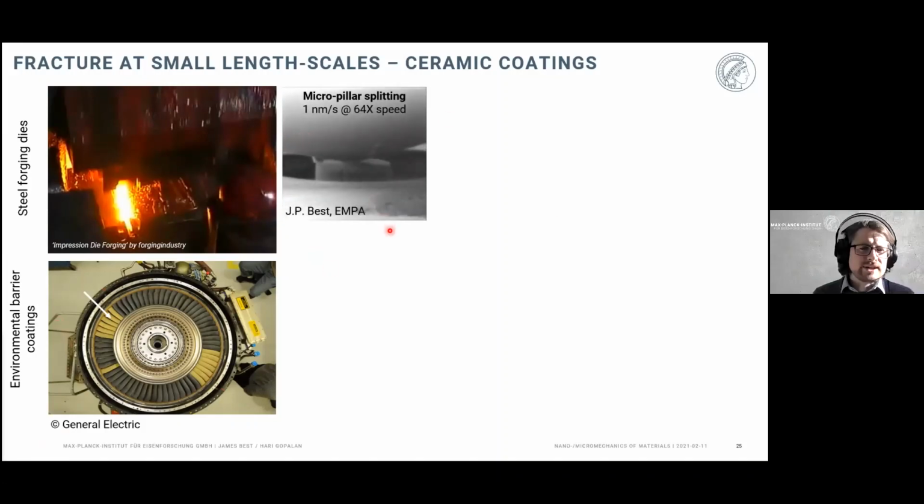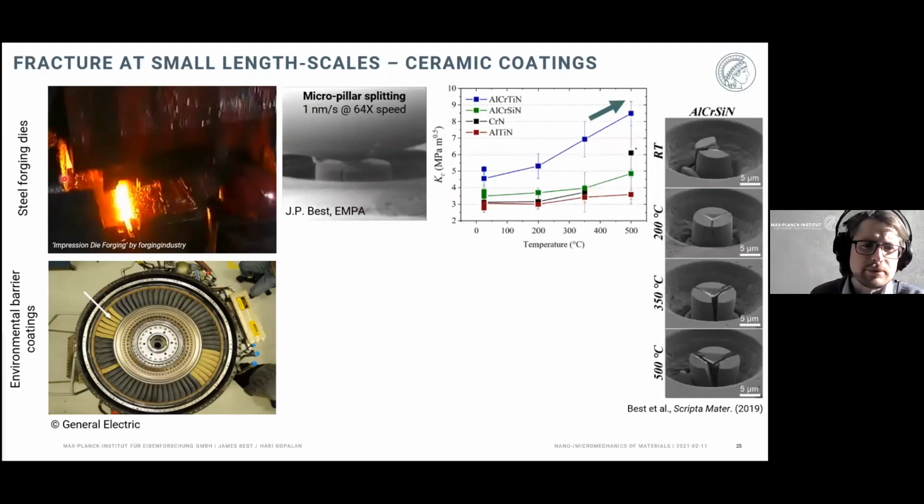Yeah, so we need to use these small scale mechanics because we have very thin coatings. And as was shown for the copper before, the properties can change based on the size of your material system. So in this particular case, we looked at these hard ceramic coatings. We studied the fracture behavior using a technique called micropillar splitting. And we did this at a range of temperatures to simulate the real life conditions that these protective coatings would undergo. What we see here is that when we look at the fracture toughness, as Hari explained, against temperature, we see for a lot of these ceramic coatings an increase of the fracture toughness with temperature.